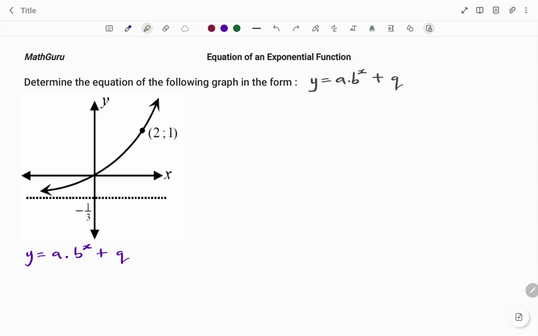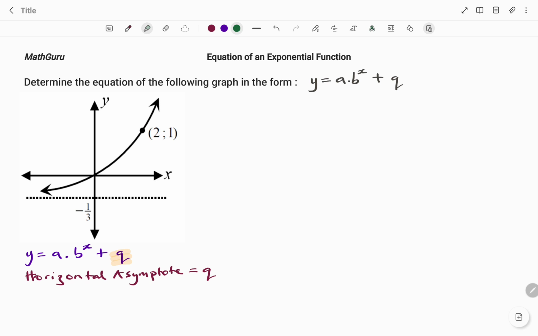In this question, we're to determine the equation of the following graph in the form y equals a times b to the power of x plus q. When you have an exponential function in this form, the value of q will determine your vertical shift, upward or downwards. Also, the value of q is your horizontal asymptote. An asymptote is a straight line that constantly approaches a given curve but does not meet it at any infinite distance.